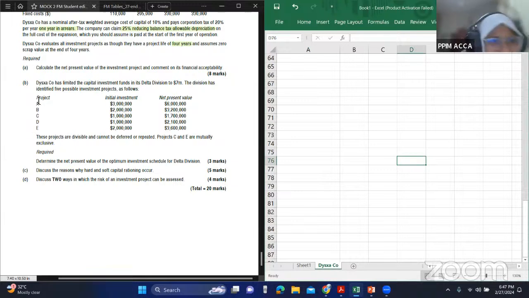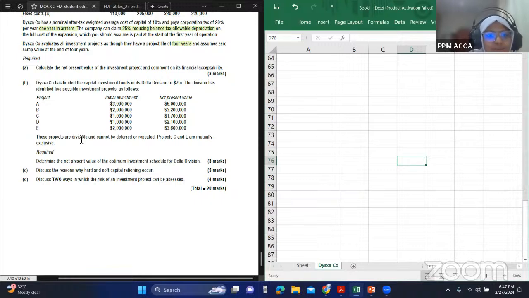So they're saying there's a project A, the initial investment is 3 million, the net present value is 6 million. Likewise, they've given for 5 projects. Then they're saying these projects are divisible and cannot be deferred or repeated. Project C and E are mutually exclusive.